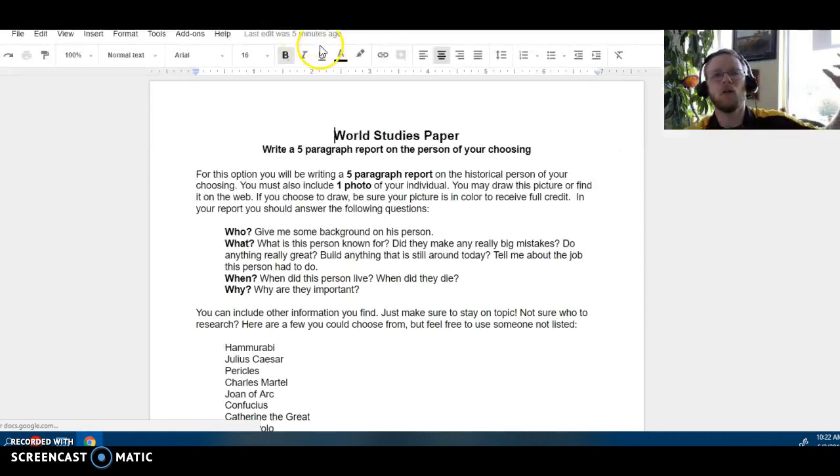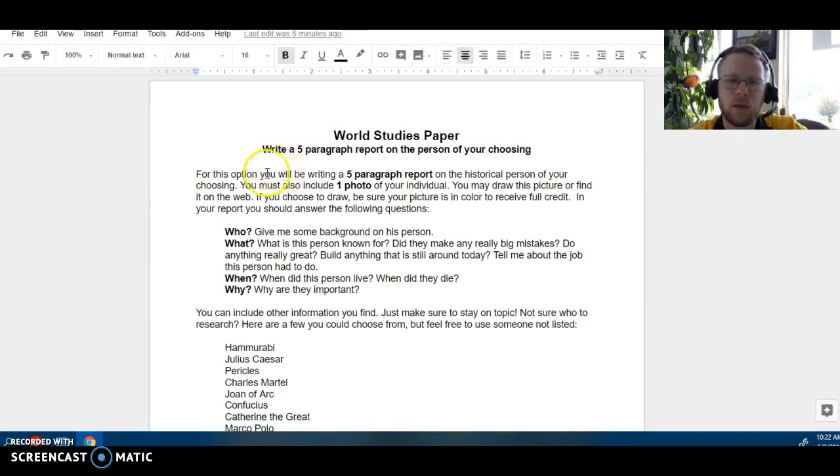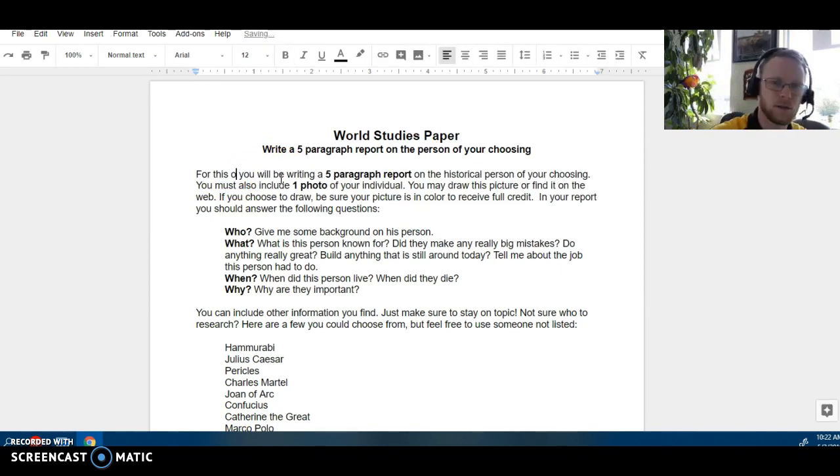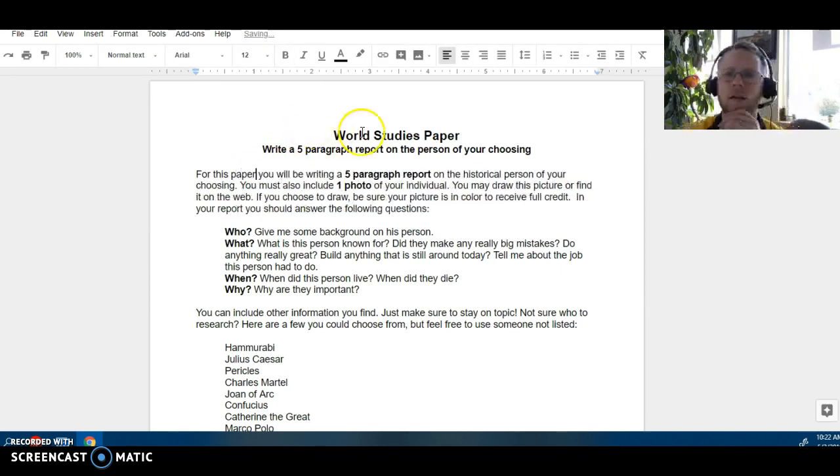This is really the whole overview of the paper. So for this paper, you will be writing a 5-paragraph report on the historical person of your choosing. You must also include one photo, which is just a really easy 5 points. You can draw the photo, you can find it from the web. It's easier if you just find it from the web.